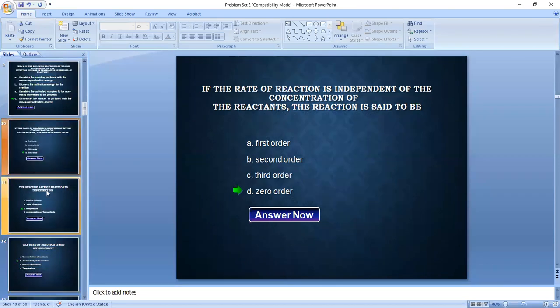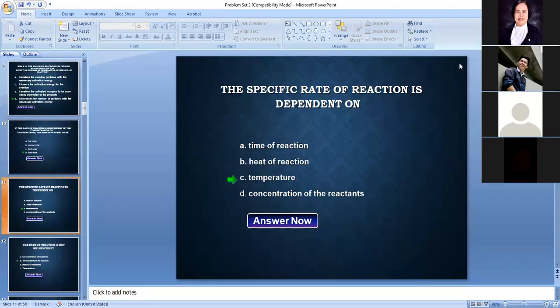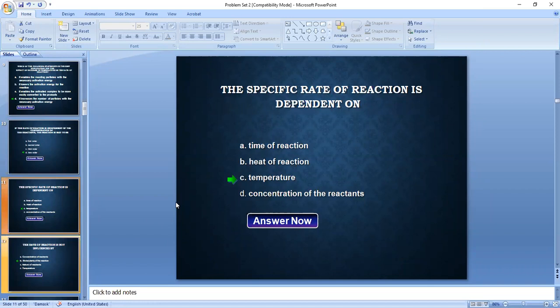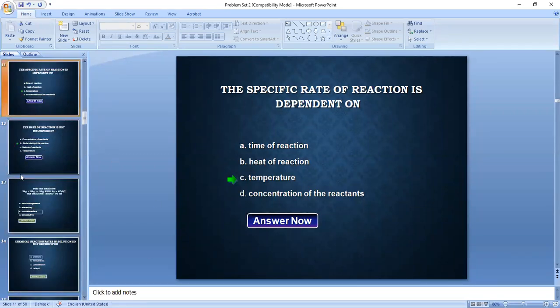Now we will continue. The specific rate of reaction is dependent on temperature. You know this already. It's not dependent on the time of reaction, nor on the heat of the reaction, nor on the concentration. The specific rate of reaction, which is the K, is dependent on the temperature.